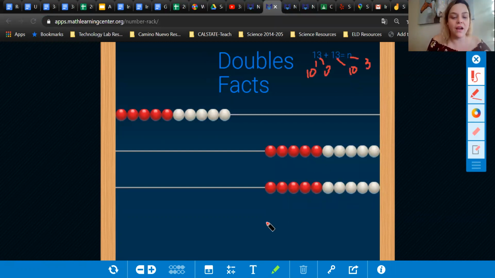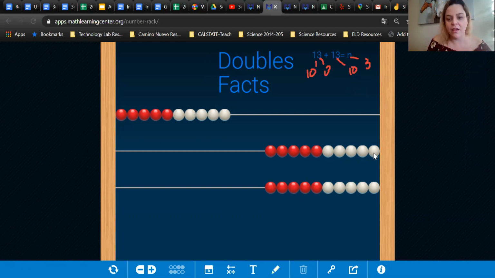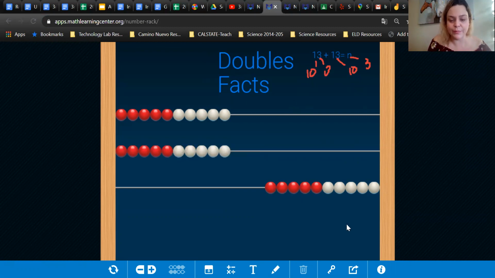Okay, so now I'm gonna go grab my beads again on my number rack. So now I have my 10 and my 10 again. Okay, and then I also have to remember that I can't forget about my 3s, right? From the 13, from both of my 13s. So I'm gonna just separate them like this.